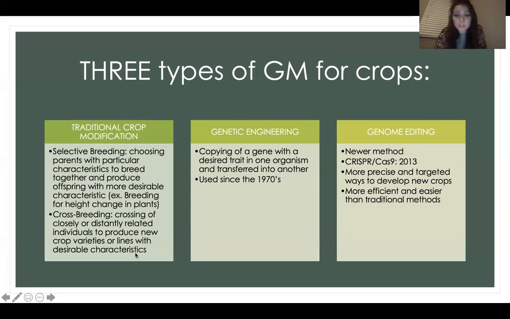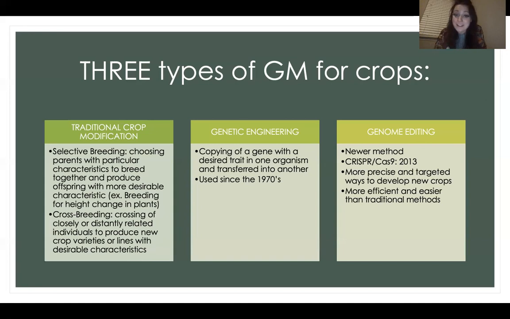Now, crossbreeding is much like it sounds, crossbreeding. We're going to take the cross of either closely or distantly related individuals, which in this aspect would be crops or plants, and we're going to produce a new variety of said crop or plant. And this line is going to continue forward, experiencing and exhibiting these desired characteristics.